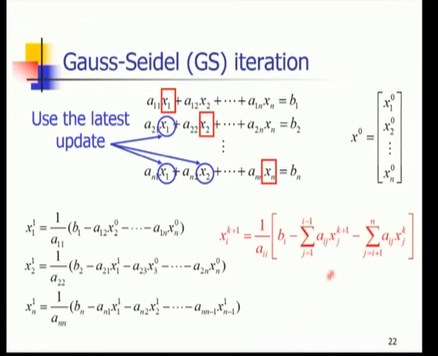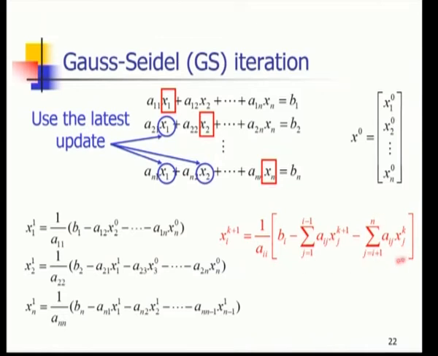And in the general formula, look here: when we compute the latest iterate value, the k plus 1 iterate for the ith variable, we utilize the latest information of all previous variables. Look here, j equal to 1 to i minus 1 previous variables, and of course we have only the old iterated values for the remaining variables from i plus 1 to n.